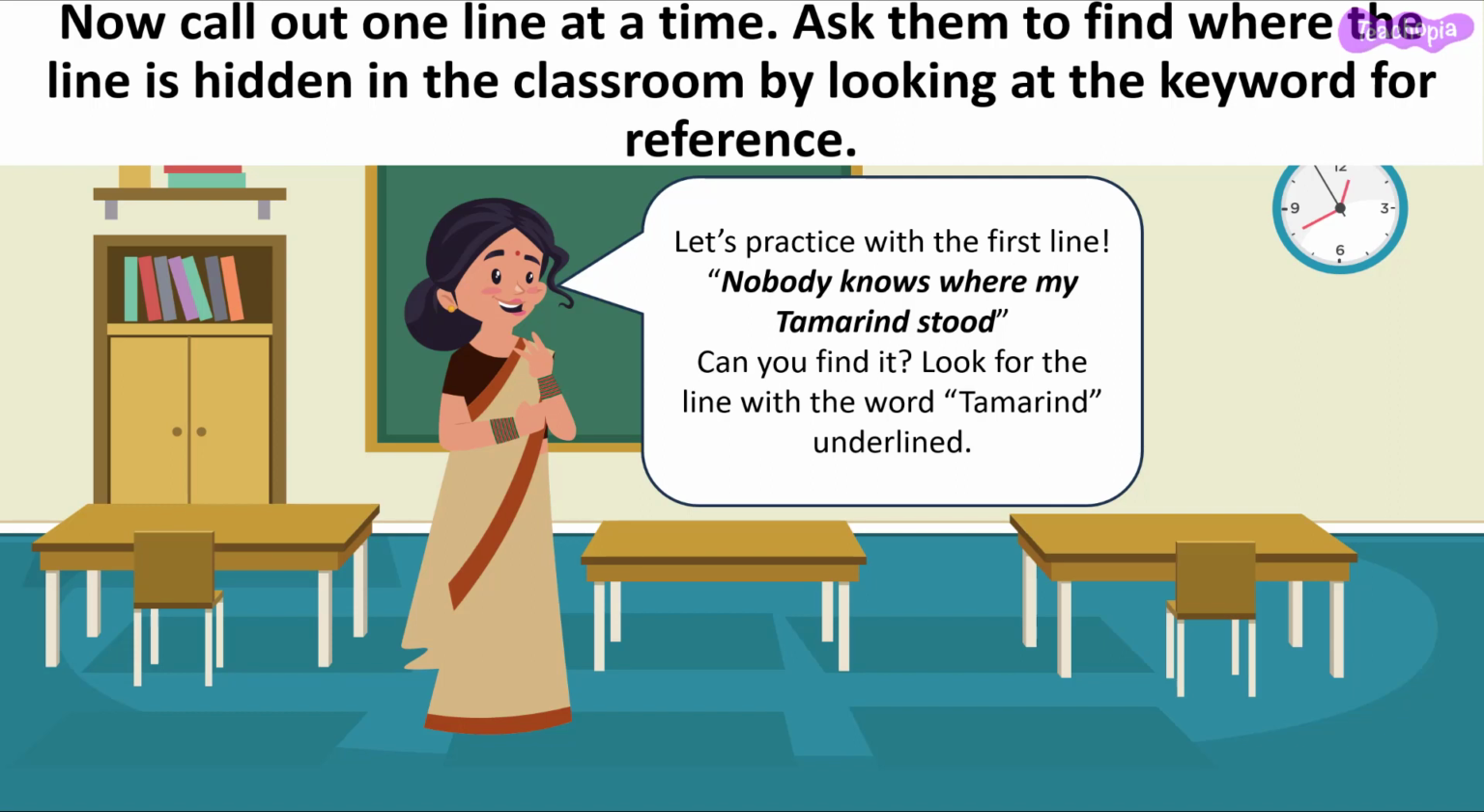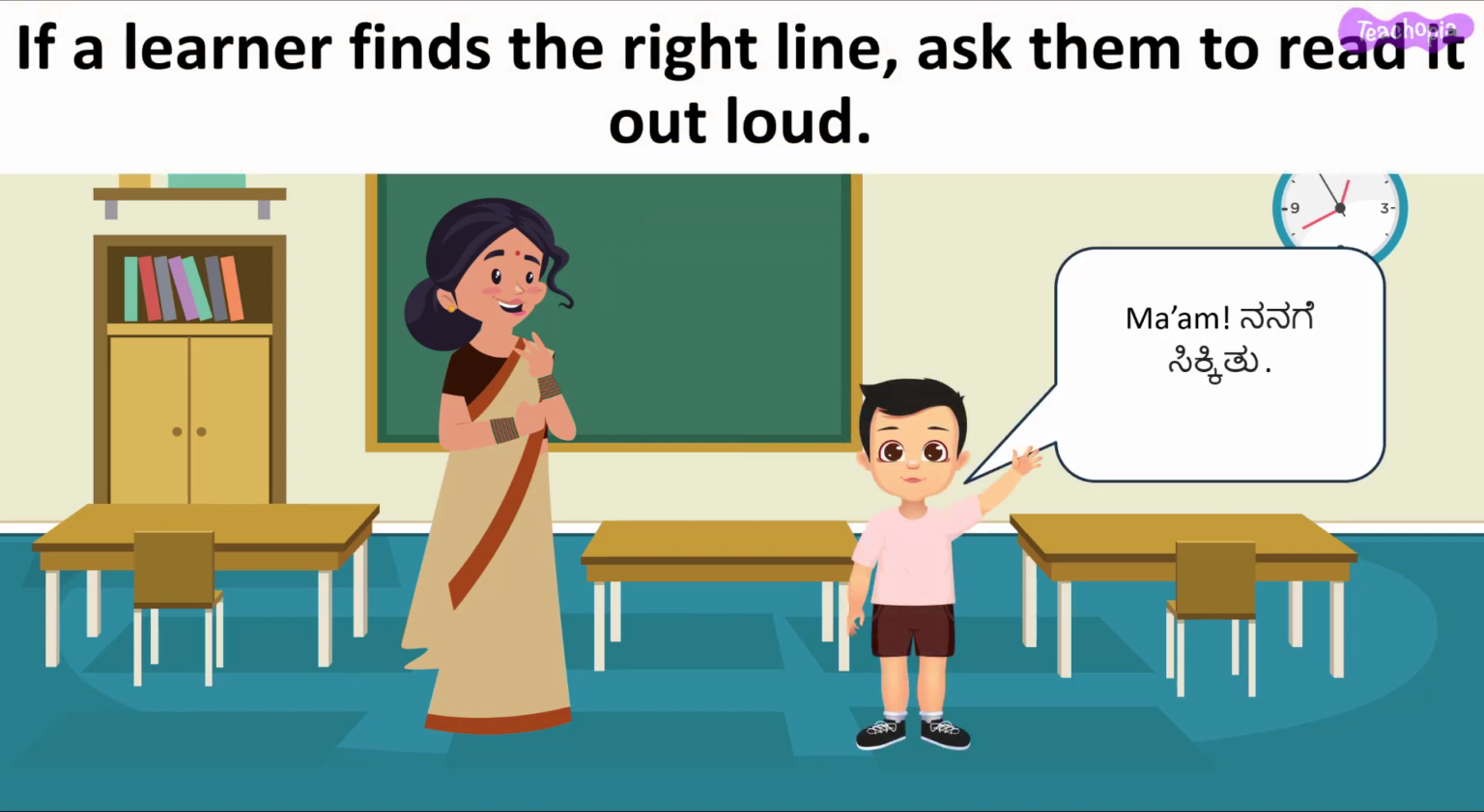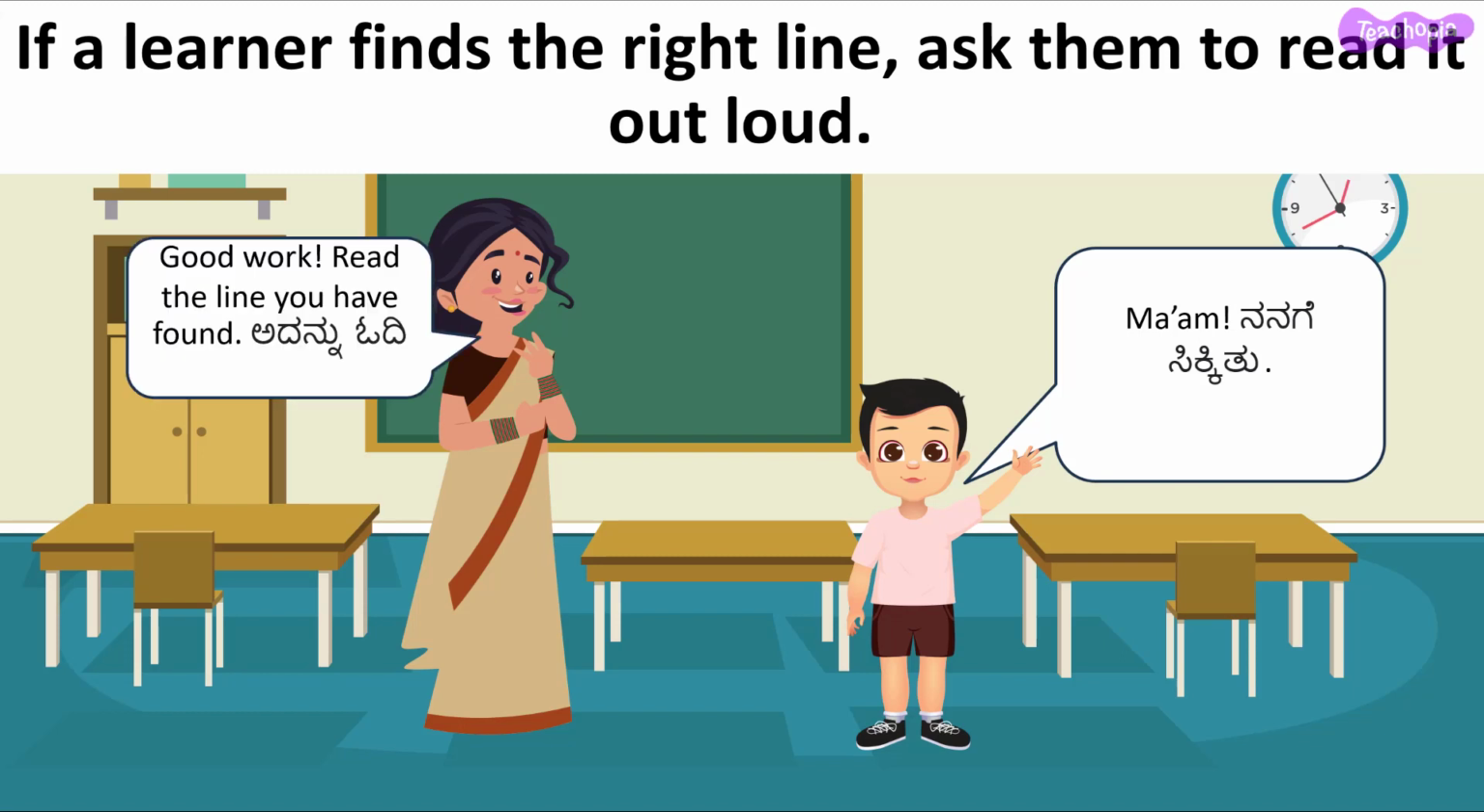Once a child has found the correct line, ask them to read it for the class. You can also assist them while they read, or read the line and ask them to repeat if they are a slow learner.